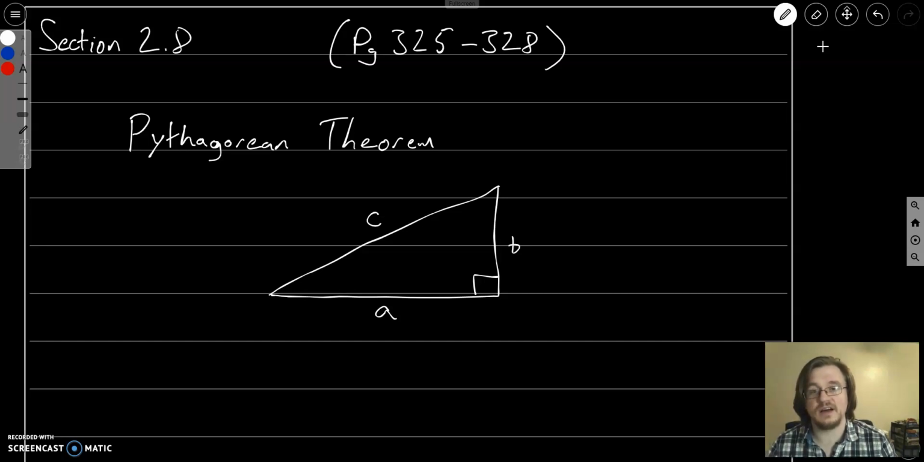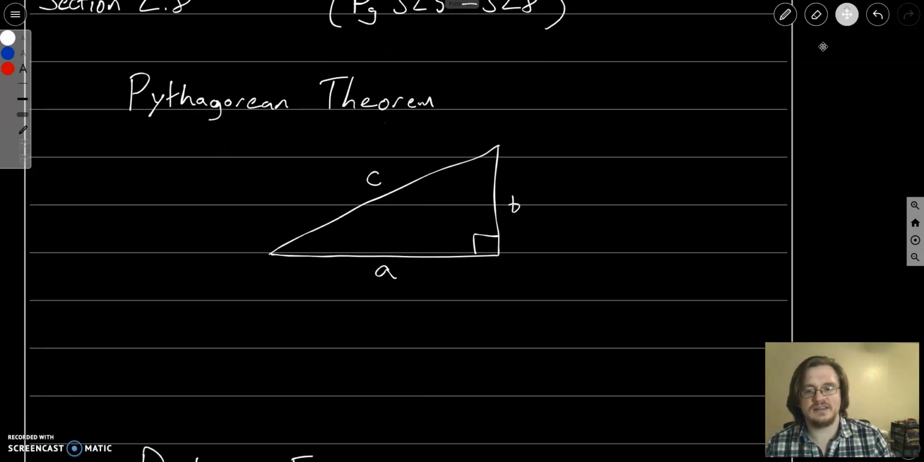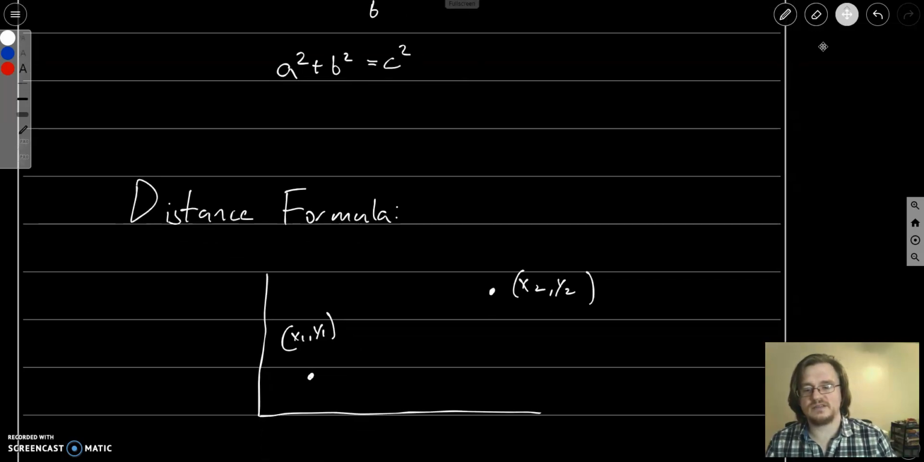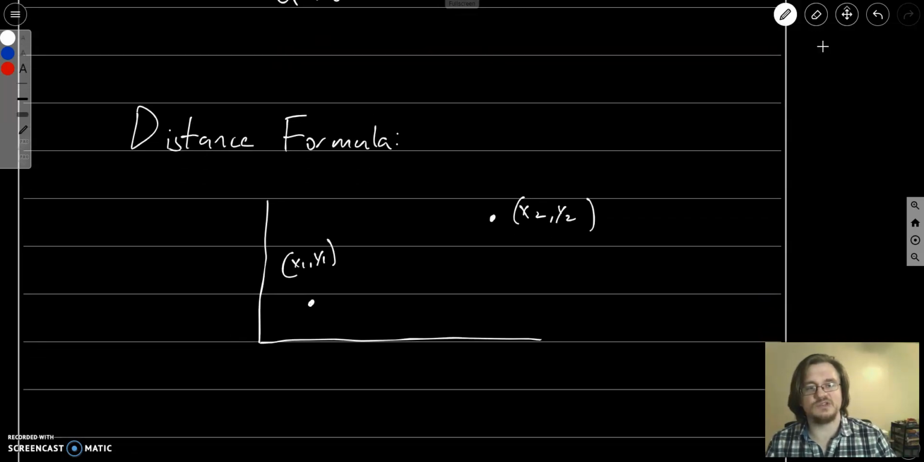opposite of the right angle, then the distances A, B, and C are related in the following way: A squared plus B squared is equal to C squared. And remember that C here is the long side that's opposite the right angle. A and B, it doesn't matter if I call A and B like this, or if A and B are like this. It doesn't matter which one is which. So this is the Pythagorean Theorem. And this is what we'll use to come up with a formula for the distance between 2 points.